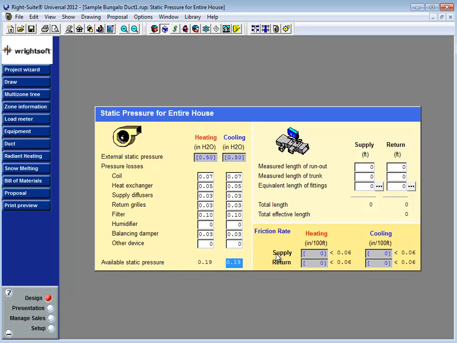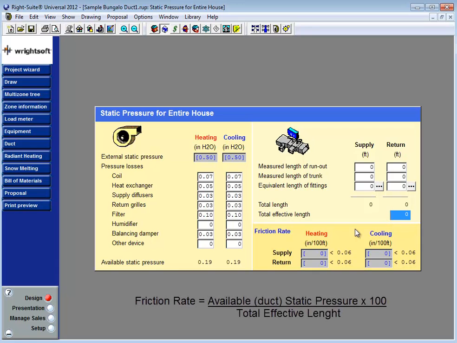This, ultimately, is what a friction rate is all about. After you've designed the duct system and Wrightsoft has calculated not only the actual length of each duct run, but the additional equivalent length of each fitting your air is moving through, we will have a total effective length number. Based on that number, Wrightsoft will be able to create and use a friction rate that creates an available static pressure, 0.19 inches, which in turn, after all of the other resistances, will create a total static pressure of 0.5 inches in this case. With an available static pressure of 0.19, a friction rate of 0.1 would be created if I had 190 feet of total effective length of run.